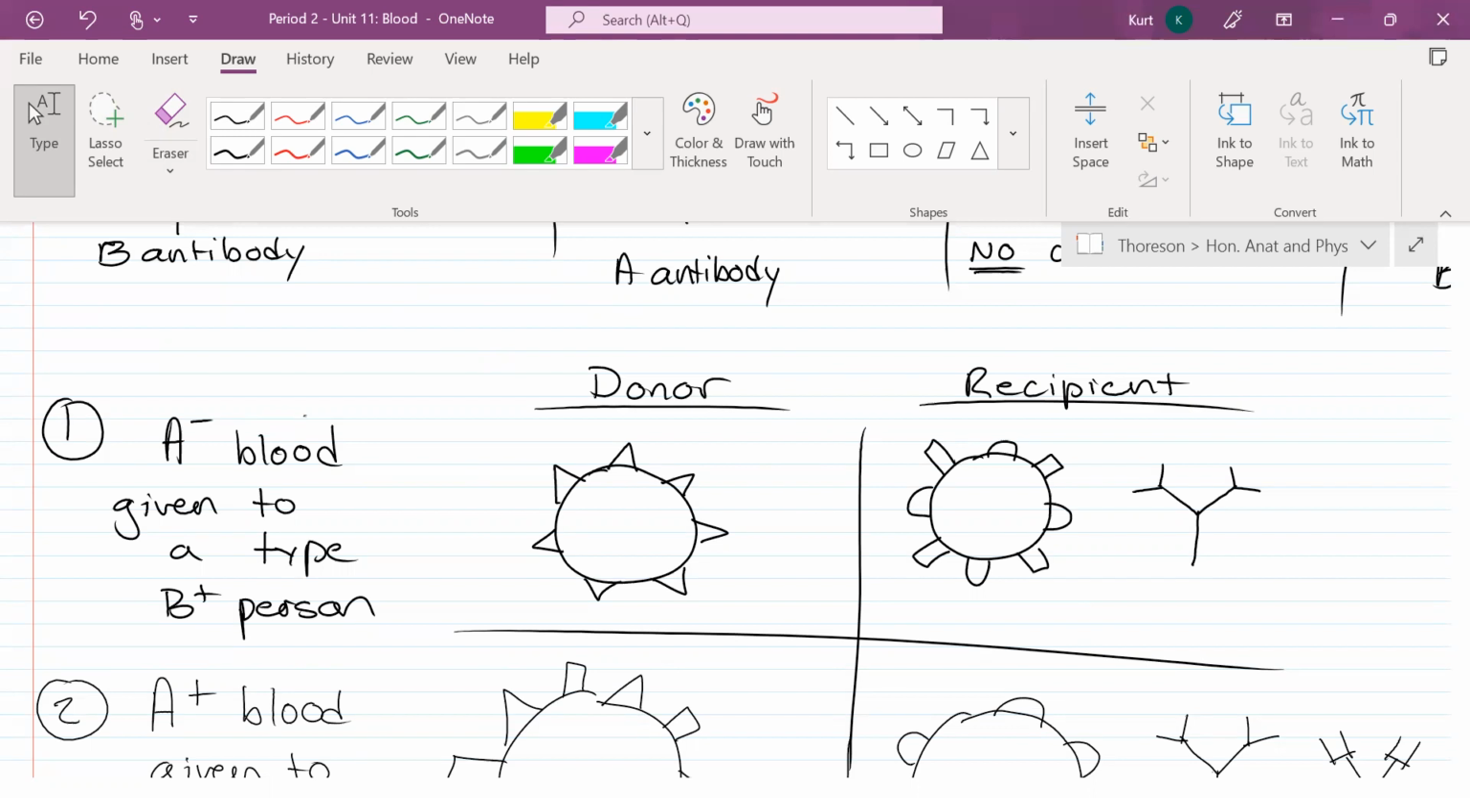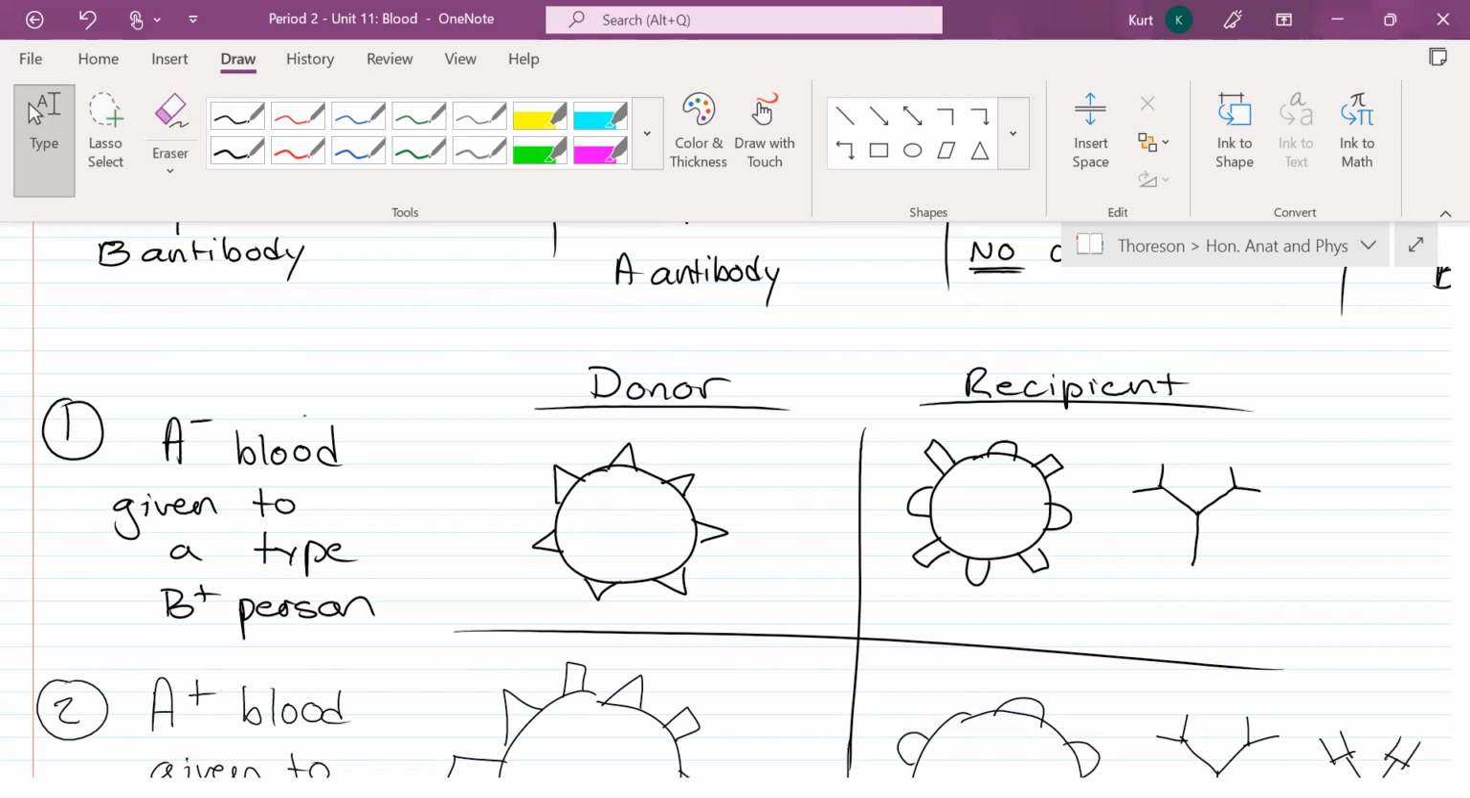On the left column, I just want you to write the cell with the antigens, which I've done. I've drawn a little circle, which is the cell, with a bunch of little triangles, which is the A antigen. Because this person is A positive, do they have Rh antigens? Or sorry, they're A negative. That's what I meant to say. So do they have Rh antigens? They're negative. No, they don't. Now the recipient is said to be B positive. So they have B antigens. Do they have Rh antigens? They're B positive.